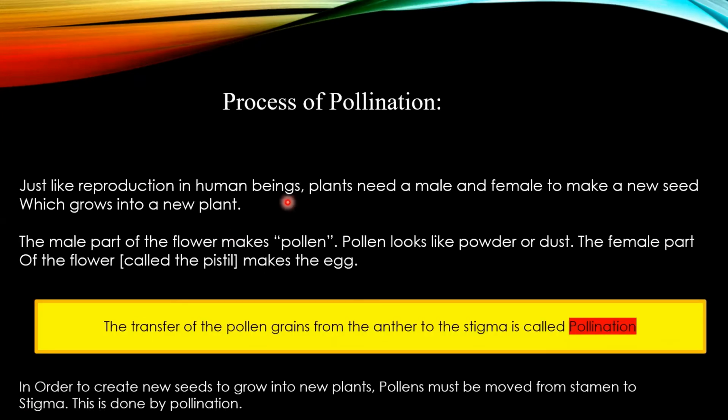The process of pollination. Just like reproduction in human beings, plants need a male and a female to make a new seed, which grows into a new plant. The male part of the flower makes pollen. Pollen looks like powder or dust. The female part of the flower, called the pistil, makes the egg. The transfer of the pollen grains from the anther to the stigma is called pollination. In order to create new seeds to grow into new plants, pollen must be moved from stamen to stigma. This is done by pollination.